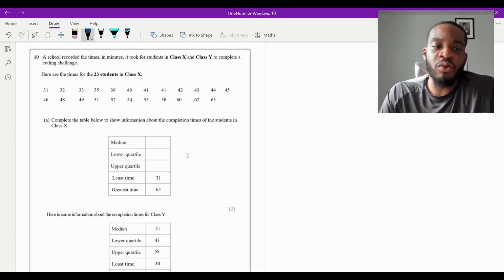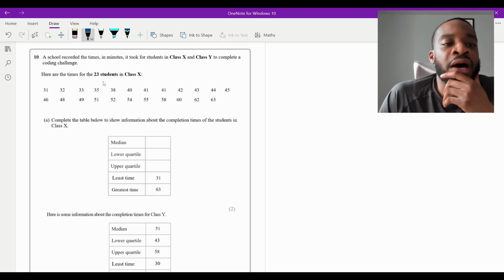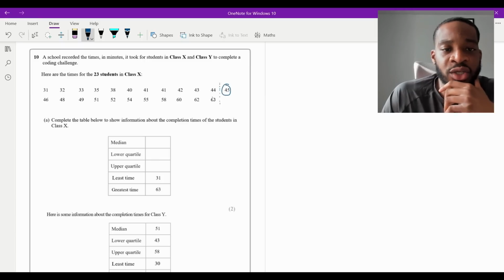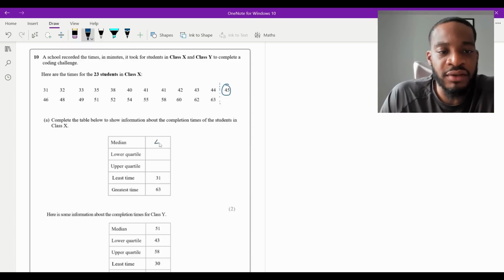So we've got the median, lower quartile, and upper quartile that we need to find. Now, there are 23 students, and you can be a bit clever here. If I was to shut it off there, how many do we have on the top row? 1, 2, 3, 4, 5, 6, 7, 8, 9, 10, 11, which means that there are 11 underneath as well. 11 plus 11 is 22, so this here is going to be in the middle, because to the left of 45 would have 11, and to the right would have 11 too. So the median is just going to be 45.